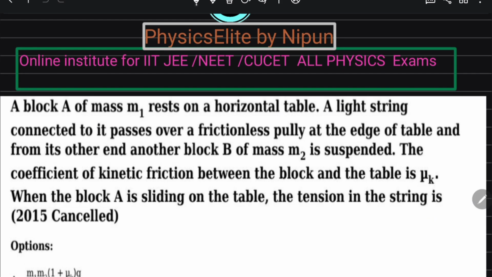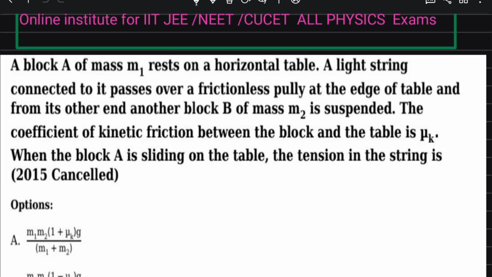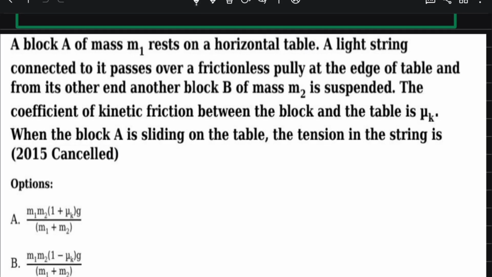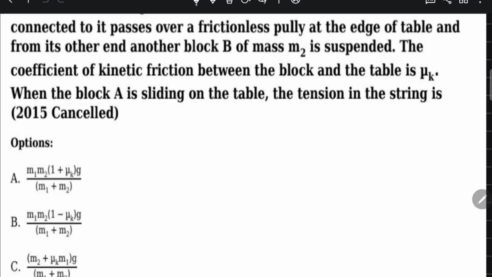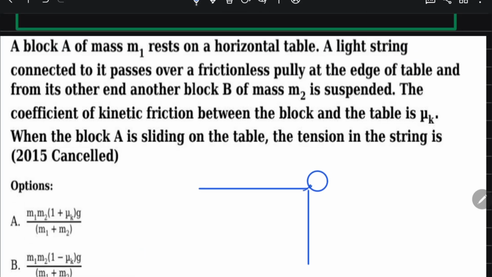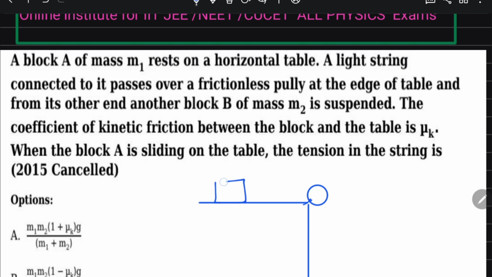So let's proceed to this question. This question is also a very good question. This paper is going to be cancelled in Karnataka, I think so. A block A of mass m rests on a horizontal table. It is like this situation. A block of mass m1 rests on a horizontal table.